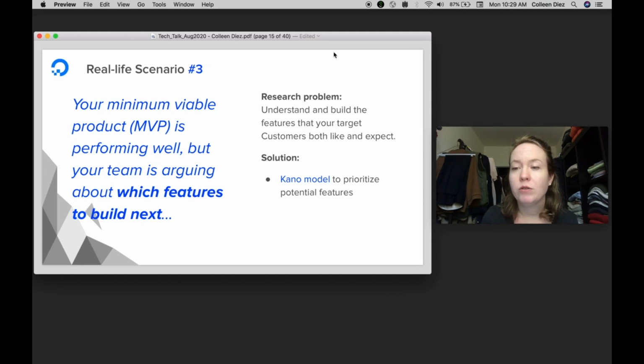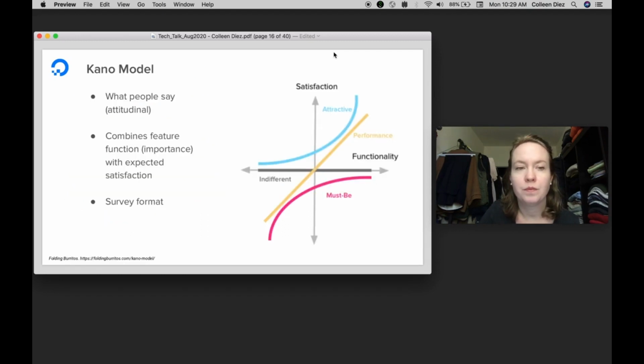A great solution for this that we actually use here at DO is the Kano model to prioritize potential features. The Kano model was developed by a researcher back in the early 80s. He was trying to figure out how to marry both the concept of functionality with satisfaction. And he came up with this questionnaire format that is still being used today.